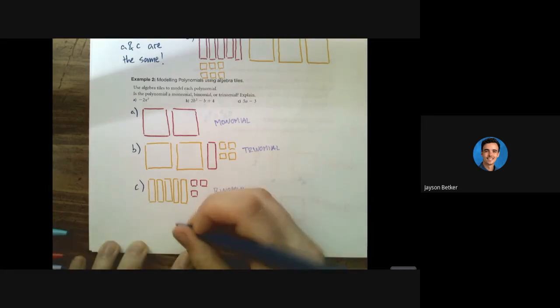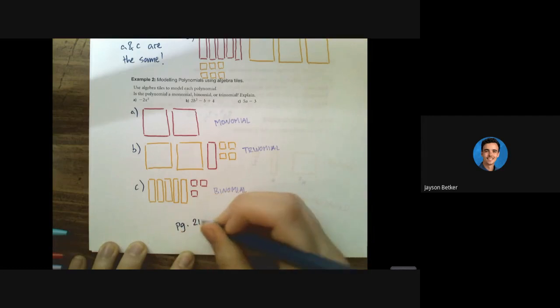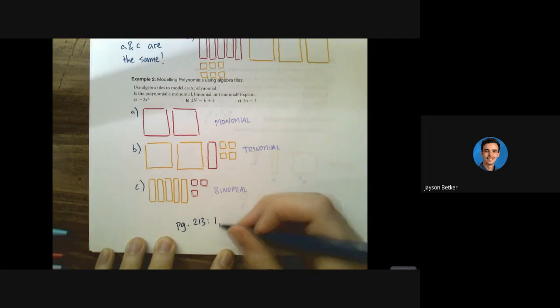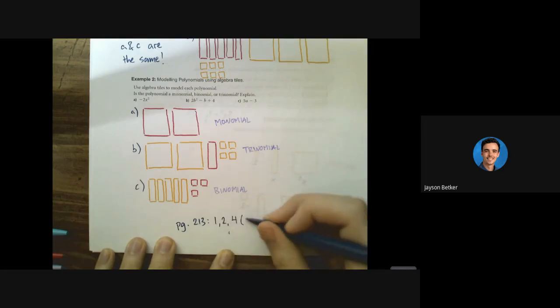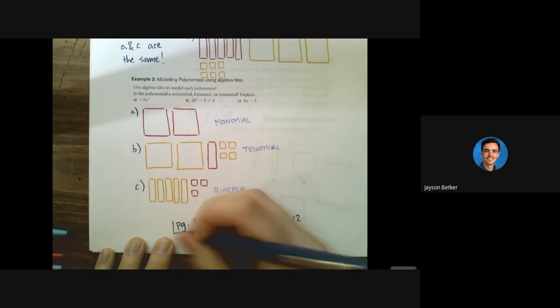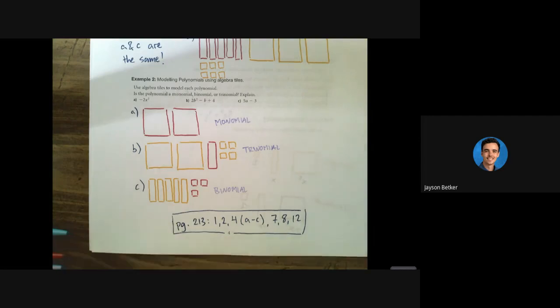For the textbook questions, which I can see here, hold on, they're on the next page, 213. So it's page 213. I want you to do questions 1, 2, 4, A to C, 7, 8, and 12. That's it. Okay, and that's it for the lesson.